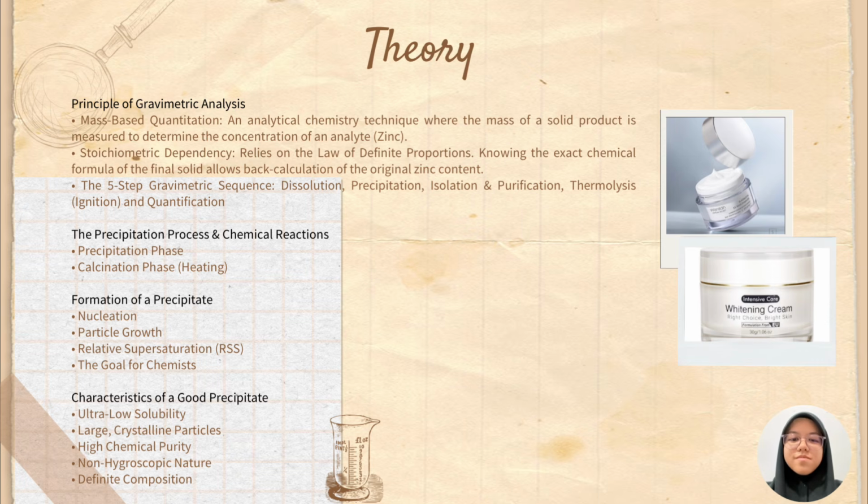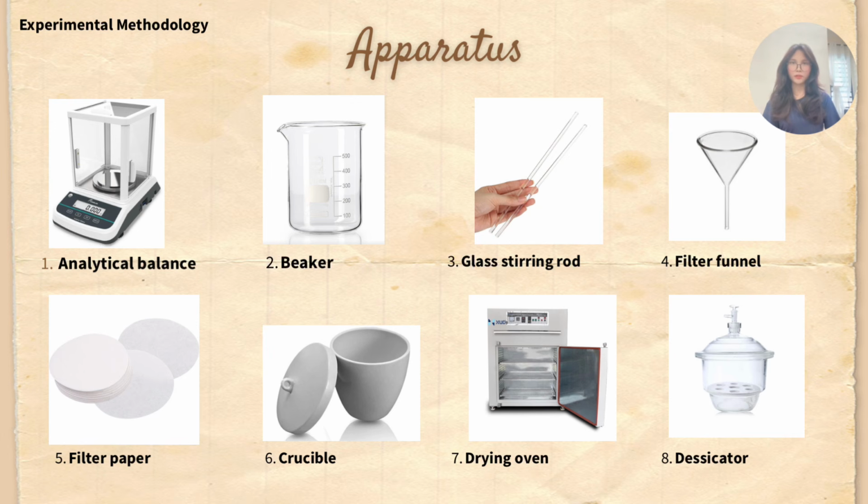By hitting this metric, we can precisely quantify the zinc content in a commercial product, like the cosmetic cream shown on the right. Next, I will explain the experimental methodology used to determine the amount of zinc oxide in whitening cream using the gravimetric precipitation method.